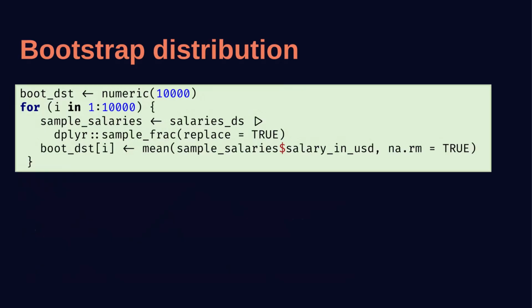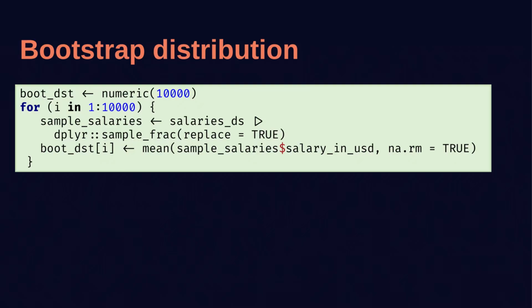First, we need to create an empty vector called boot_dst. This will hold all the sample means we generate. Then we run a loop 10,000 times. Each time through the loop, we take a random sample from the dataset using the sample_frac function. We set replace equals TRUE, and this means we are sampling the full dataset with replacement, so the same row can appear more than once in a sample. We calculate the mean of the salary_in_usd column from each resampled dataset and store that mean in the boot_dst vector. After running the loop, boot_dst contains 10,000 different sample means.